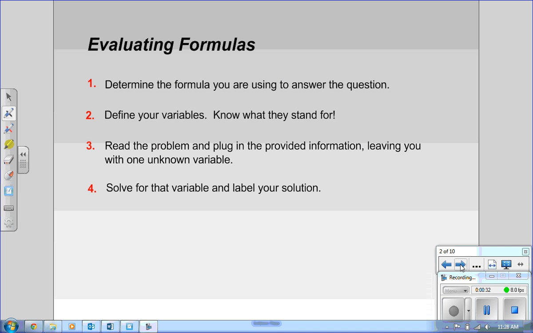So to stay organized when solving these formula problems, use these steps. First, determine the formula you're using to answer the question. Second, define your variables, knowing what they stand for. Third, read the problem and plug in the provided information, leaving you with one unknown variable, and then finally solve for that variable and label your solution. Let's try to implement these steps.